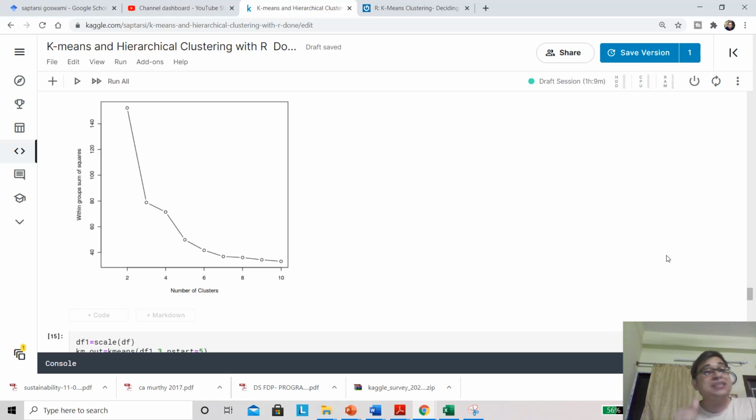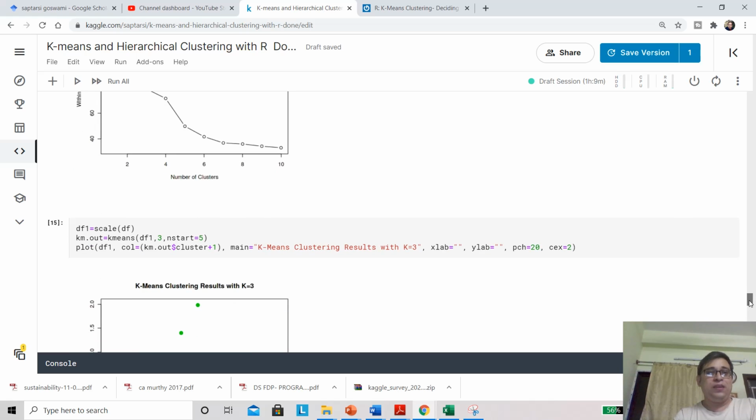Now, we were discussing one problem, right? We saw that our clustering went for a toss because the age and salary had different scales. So what can we do in that case? We can scale the data frame, and then run the k-means algorithm. So this data frame we are calling df1, and now in k-means we are using this scaled data frame.